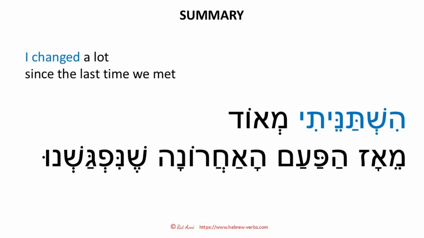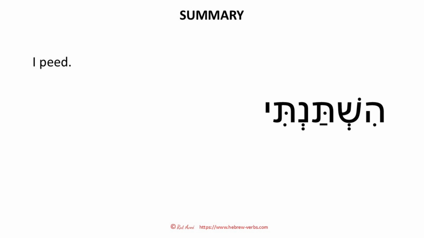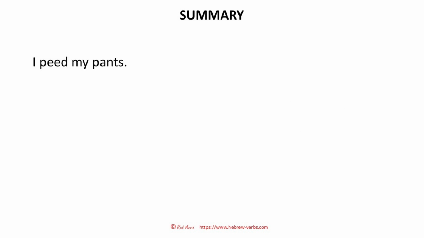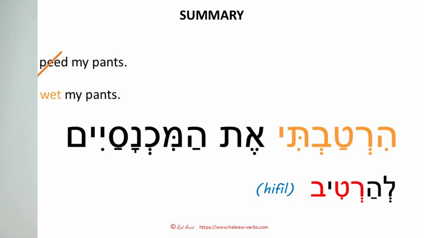השתניתי. Okay, and now what I promised, how to say I peed my pants. First, we have seen השתנתי. But when I want to say I peed my pants, that is, I'm sorry to tell you guys, a different verb because we say I wet my pants. This is how it is said, and therefore then it is הרטבתי את המכנסיים. הרטבתי is from להרטיב, and that is Hifil.